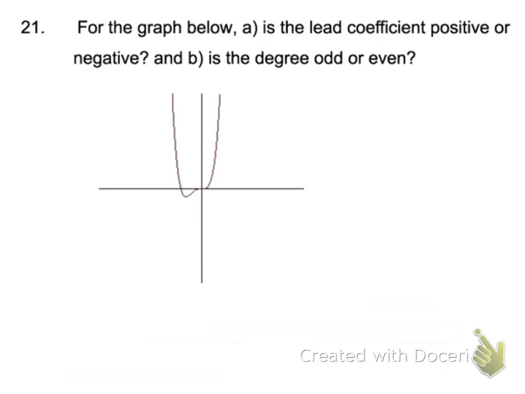Welcome to the final exam review, semester 1 for pre-calculus. I'm going to start with number 21. This is part 4. For the graph below, is the lead coefficient A positive or negative?